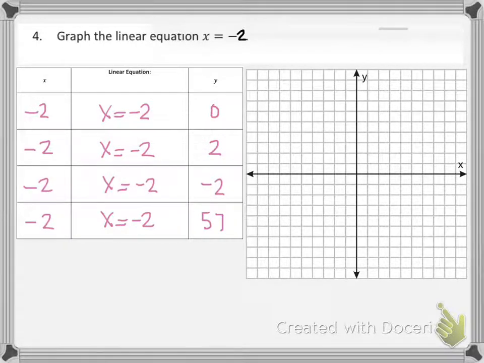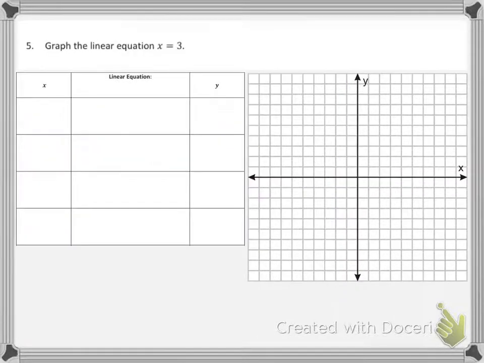So no matter what, x is going to be negative 2. There's nothing we can do about it. Negative 2, 0, that's here. Negative 2, 2, that's there. Negative 2, that's there. And negative 2, 57 is somewhere way up there. But it doesn't matter because all of these points are going to be in a line, and the line is vertical. So when I get an equation that says x equals something, that's going to be a vertical line. We should be able to recognize that.